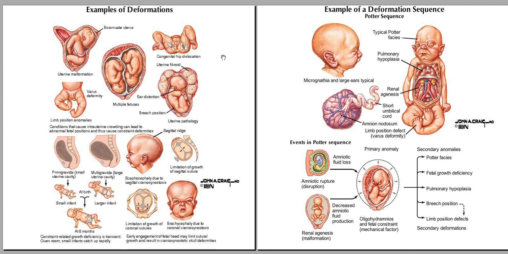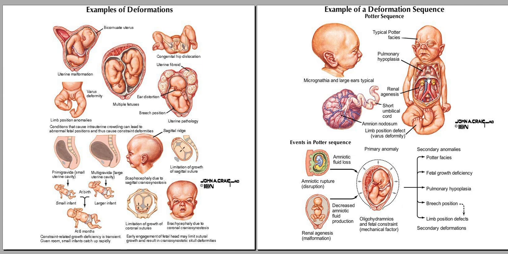Okay. And then remember the limitations of the growth of the coronal sutures and that of the sagittal too. The deformities that it causes: the sagittal ridge and cranial synostosis too, and also the brachycephaly due to the coronal sutures having a limitation over there.